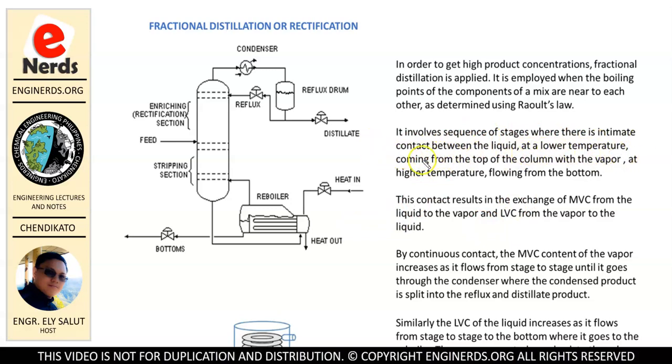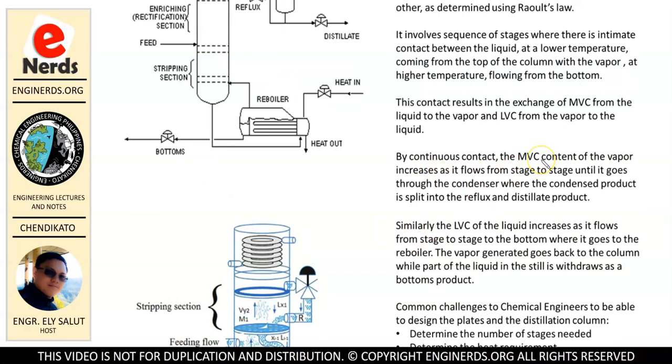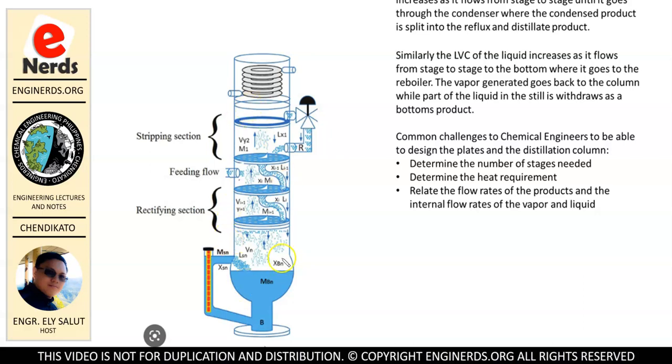At a lower temperature, coming from the top of the column with the vapor, at higher temperature flowing from the bottom. Well, this contact results in the exchange of more volatile component from the liquid to the vapor and less volatile component from the vapor to the liquid. Now, by continuous contact, the more volatile component of the vapor increases as it flows from stage to stage until it goes through the condenser, where the condensed product is split into reflux and distillate product. So, this is what we can see here in our illustration in here.